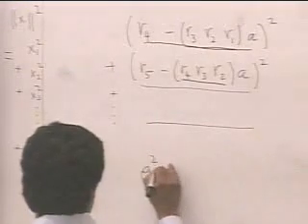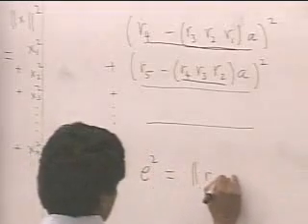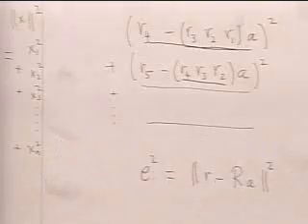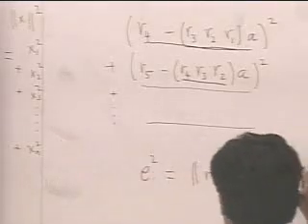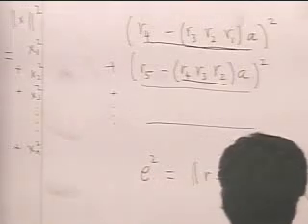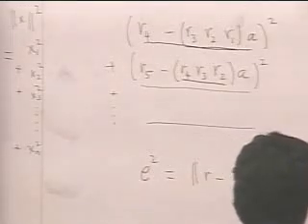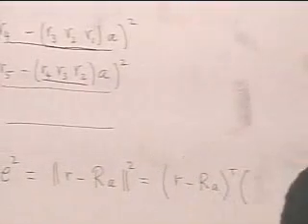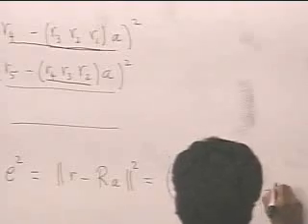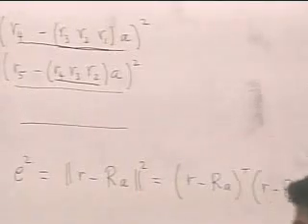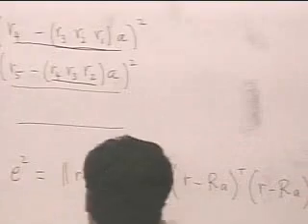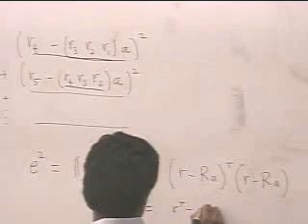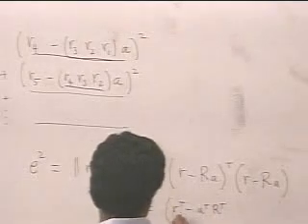We've got E squared, which is the norm of little r minus R A squared. And now I'm going to use the rule which says that this squared is nothing but this quantity transposed times the same vector. Use the rules of transposition. This will give you that this vector transpose is r transpose minus A transpose R transpose.